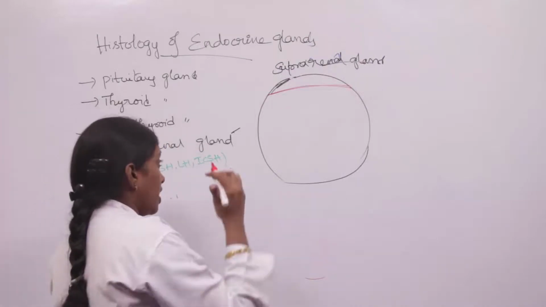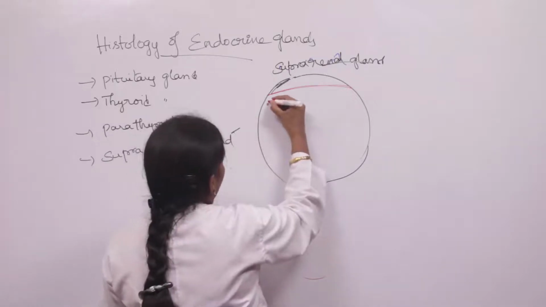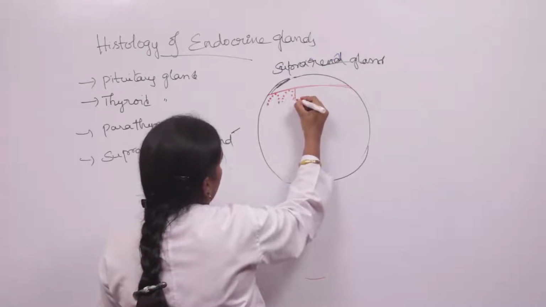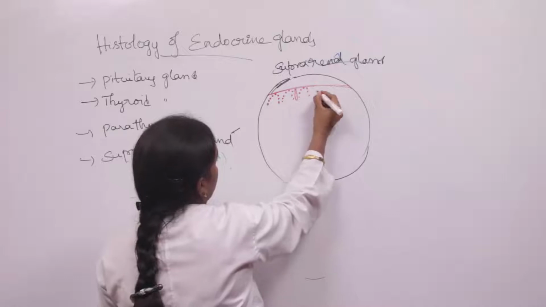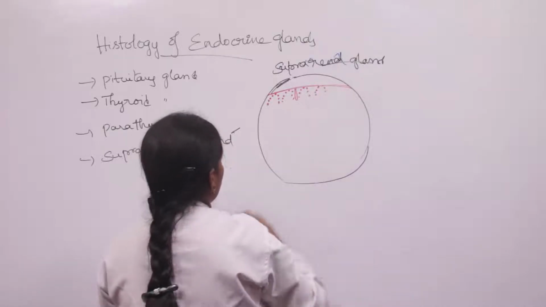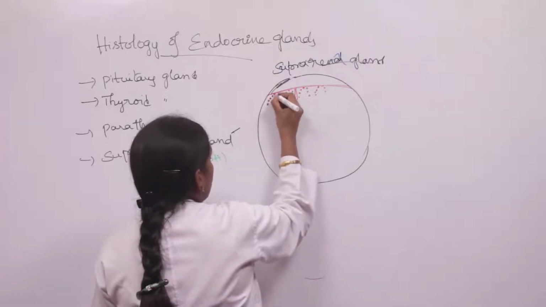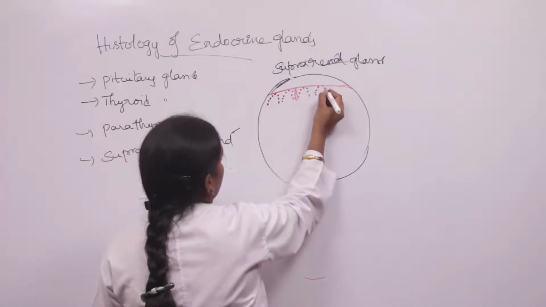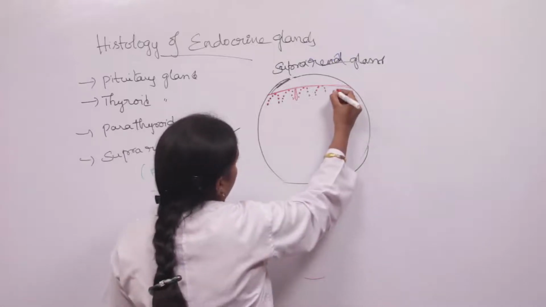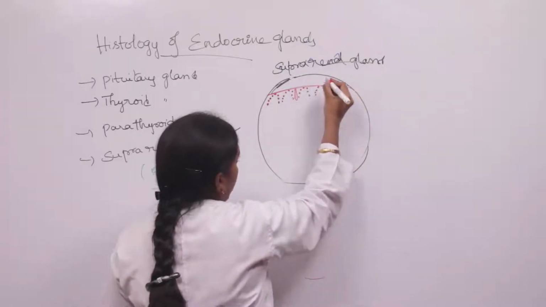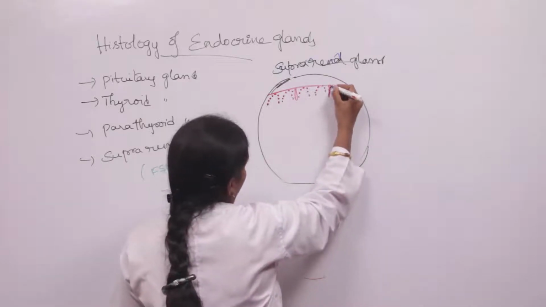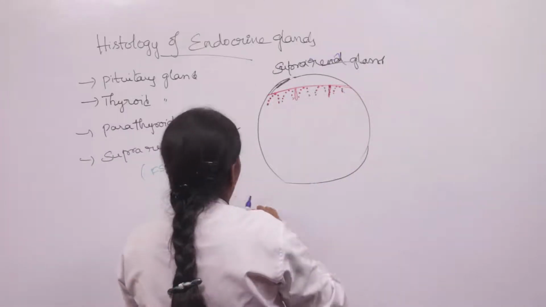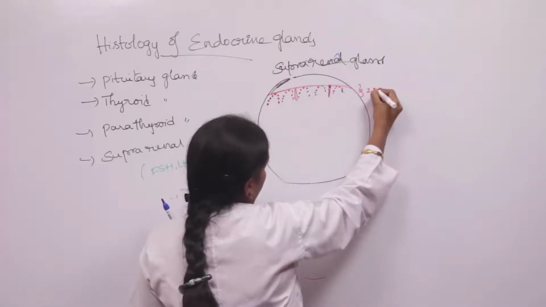When we take the zona glomerulosa, the cells are arranged in inverted U shape, separated by narrow sinusoids. In between, the nucleus is present here. The cells are arranged in inverted U shape in the zona glomerulosa. Okay. And this is the zona glomerulosa.